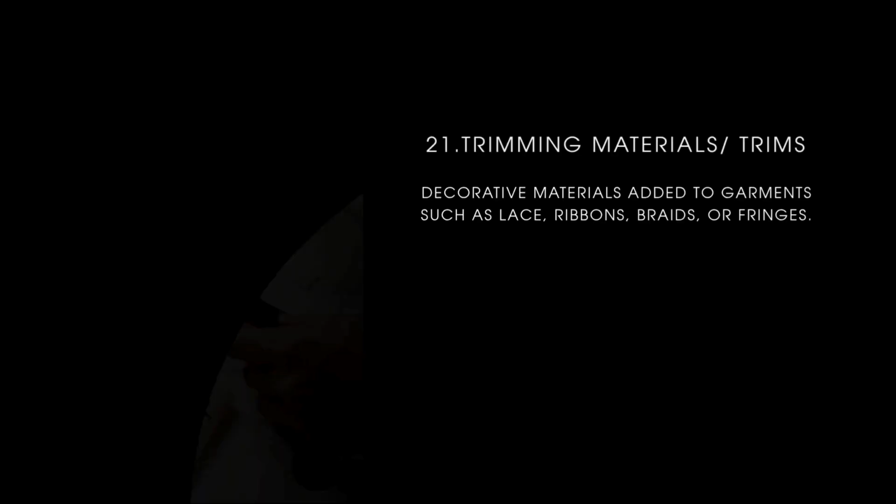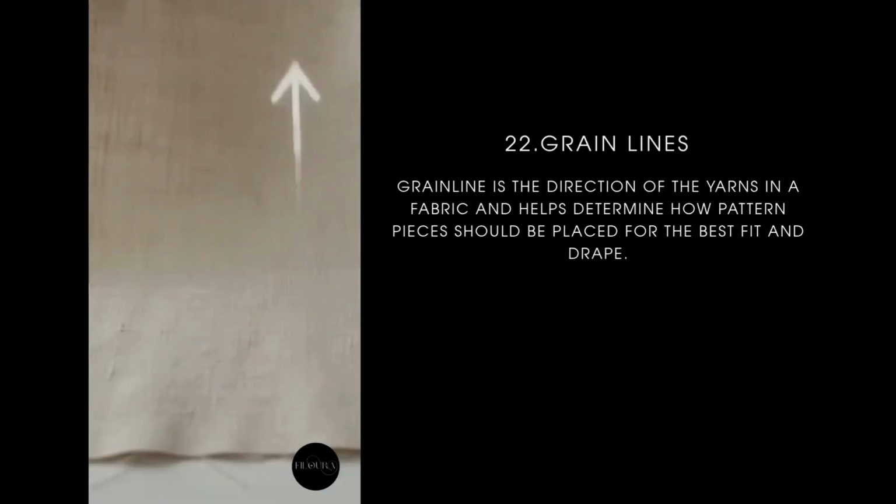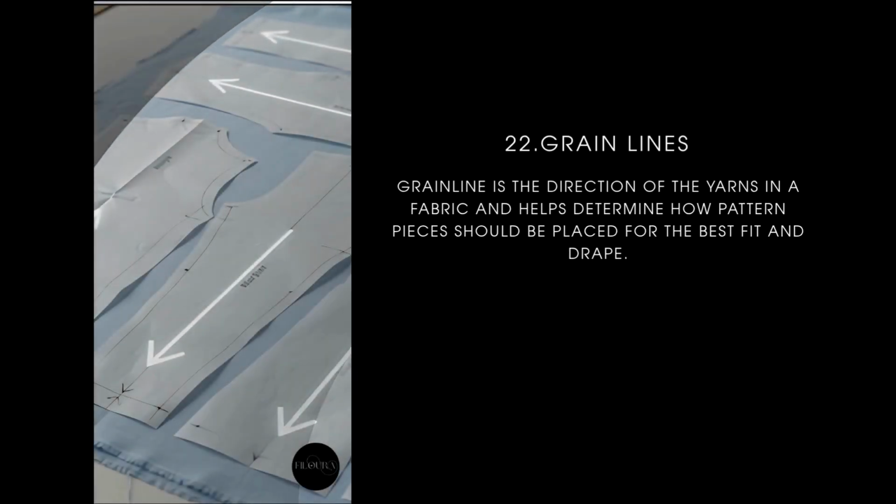Trimming materials or trims. These are the materials that are used in garment construction apart from the main fabric. These trims can either be functional or decorative. Examples for trimming materials include lace, ribbons, braids, buttons, zippers, etc. Then we have grainline. Grainline is the direction of a yarn in a fabric and helps determine how pattern pieces should be placed for the best fit and drape.